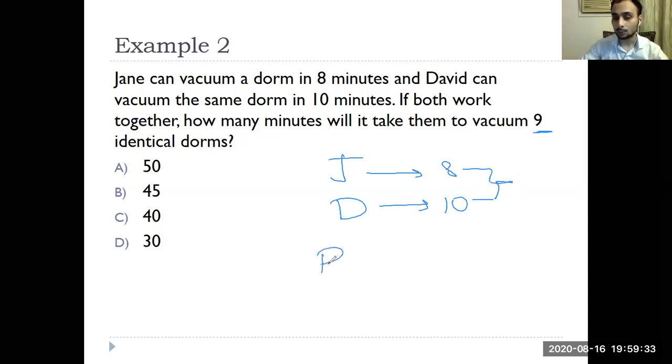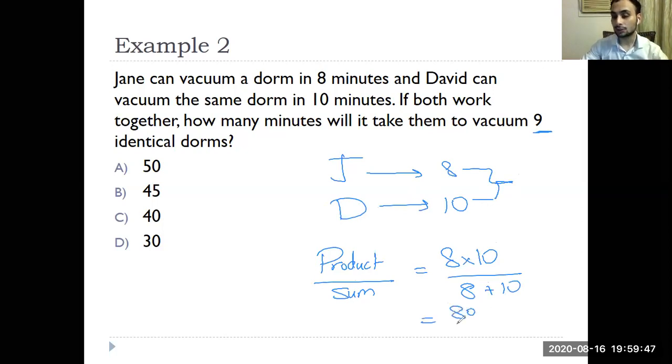क्या फॉर्मूला है हमारा? What is our very good formula that helps us? Product divided by sum. The product is 8 into 10 and the sum is 8 plus 10. This is the time it takes for Jane and David to vacuum one dorm. How many dorms are they supposed to vacuum? They're supposed to vacuum 9 dorms. So I will multiply, अगर एक time ये है, तो 9 times क्या होंगे? That I will multiply it by 9. So 9 ones are 9, 2 twos are 4, 2 into 2 into 10 ends up as 40, and 40 minutes is the required answer.